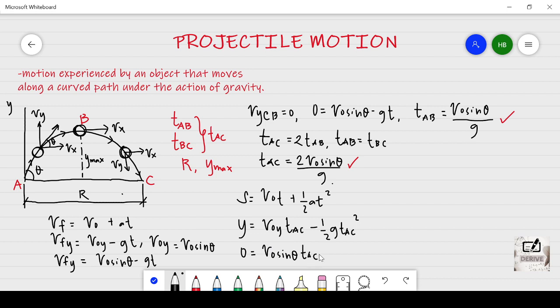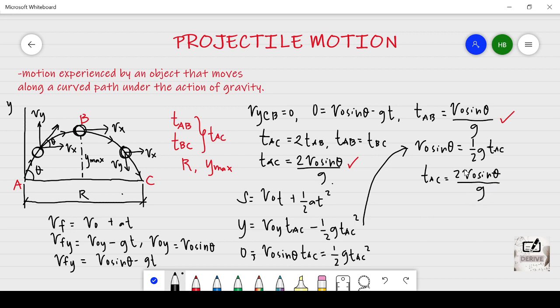VO sin theta TAC is equal to, equate na natin, 1/2 G TAC squared. So lagay ko lang sa taas, no? Okay, yan. So cancel of course yung isang T, so may matitira kang VO sin theta is equal to 1/2 G TAC. So just cross multiply, and there you have it. Your TAC is equal to 2 VO sin theta over G.